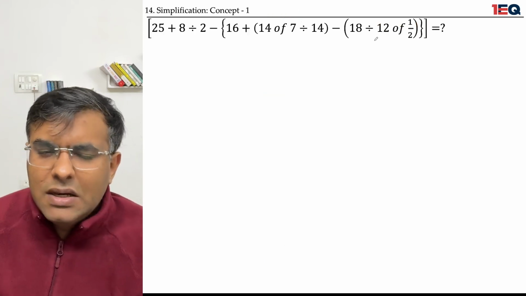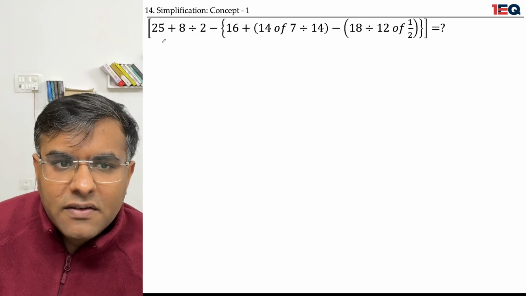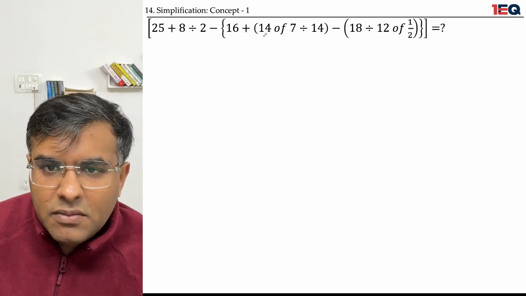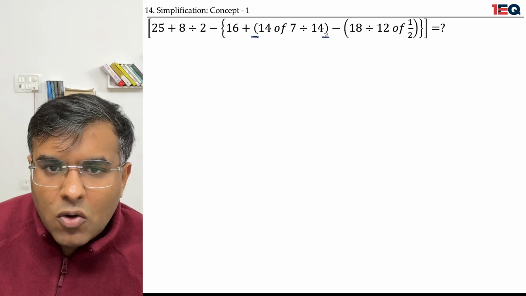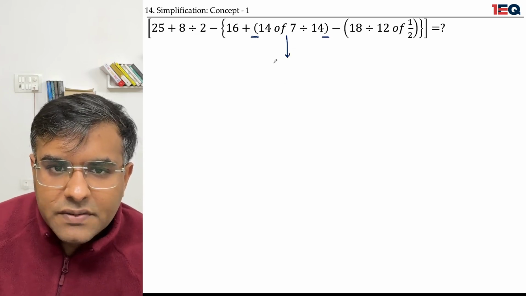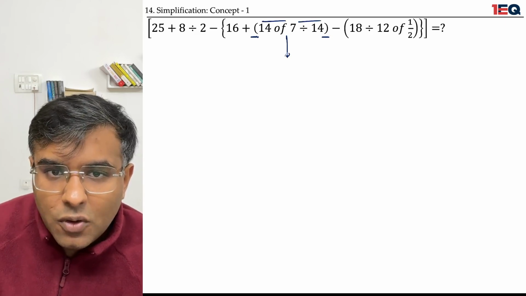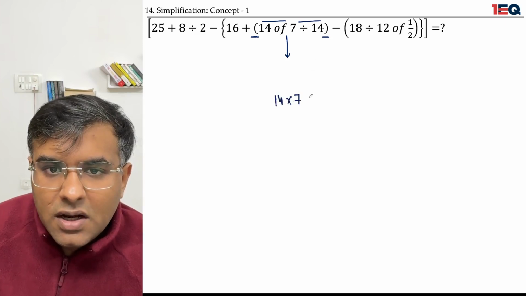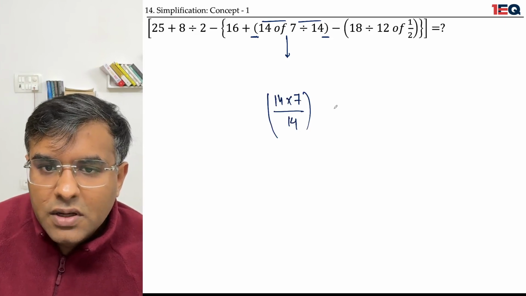This might seem a little hard to you. Okay, it's not very hard. So I have this entire equation. I can move from left to right, and the highest preference is given to round brackets over here because there is no bar over here. So I will solve this first, and inside these brackets there is another preference order which I need to follow. So it would be 14 multiplied by 7 divided by 14. This is what I need to follow over here.